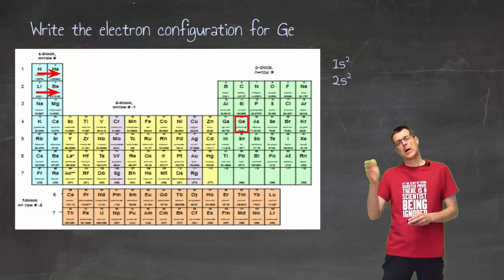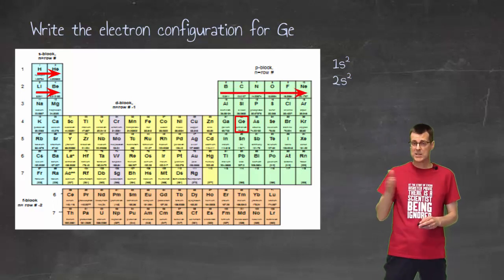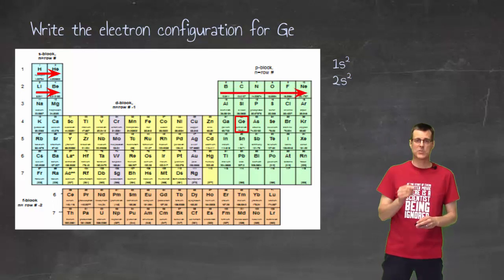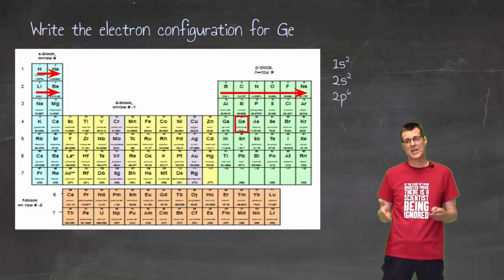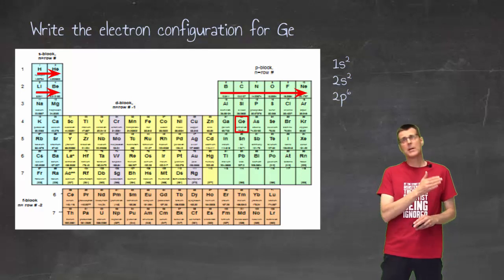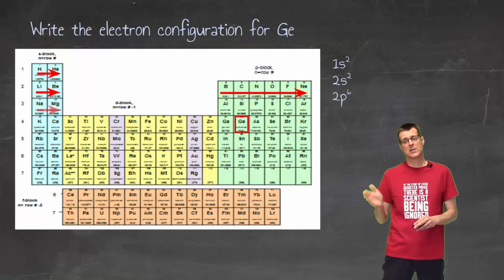Then I'm going to jump the gap and work my way across the next section. Well, that next section is also in the second row. It says P block above it, and N is equal to the row number, so that's going to be 2P. Count them all the way across: 1, 2, 3, 4, 5, 6, 2P6. Math is hard too. Then I'm not at germanium yet, so I start the next row.